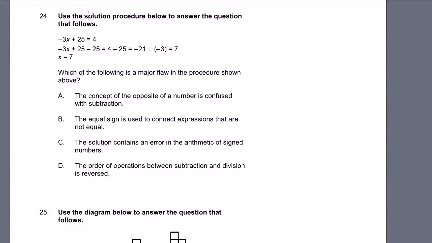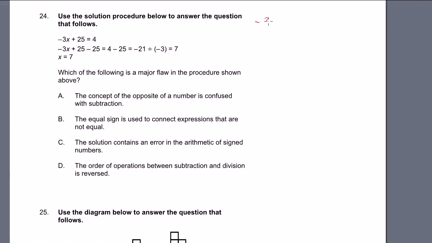We're on problem 24. Use the solution procedure below to answer the question that follows. Which of the following is a major flaw in the procedure shown above? So let's look for some flaws. The way I always like to do it is just think about how I would have done it.